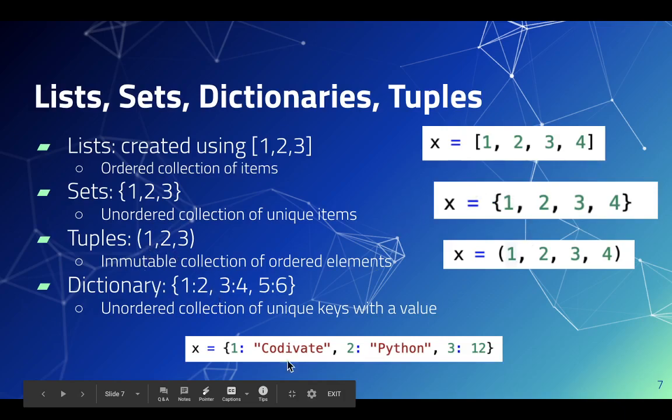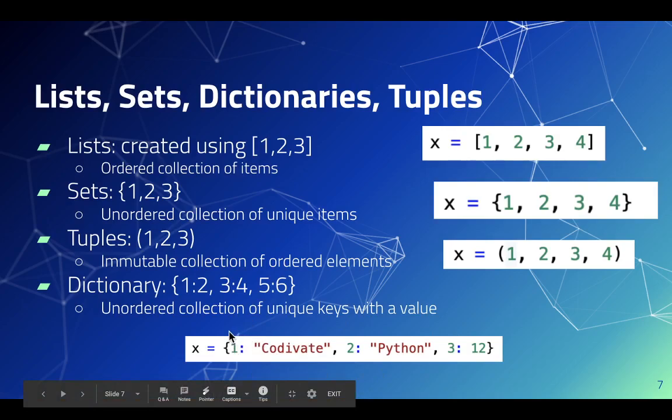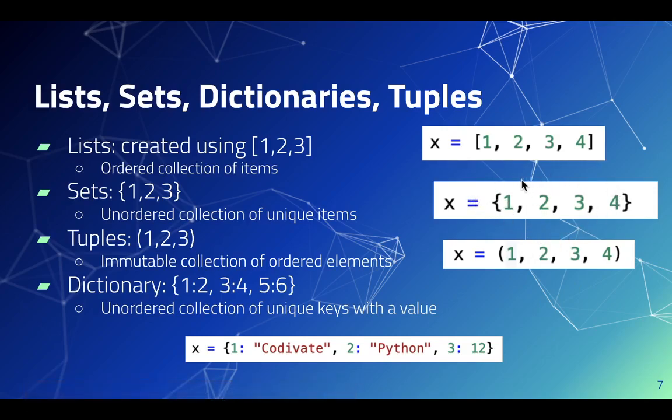A dictionary is similar to a set in how it's defined, except with every element, called a key, we also associate a value. So the key is 1, and the value associated with this key of 1 is Codivate. Then we have a key 2, which is associated with Python. Then 3, which is associated with 12. And note, for both sets and dictionaries, all elements have to be unique. So in this case, if we were to have 1 and 1 both in the same set, it would basically get rid of 1. So it would only include it once. And similarly for the keys in a dictionary. This was covered in intro.